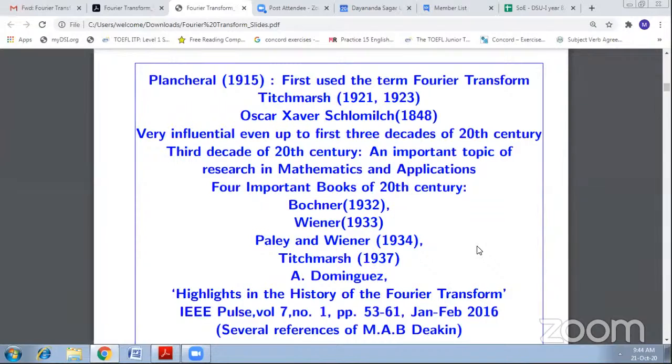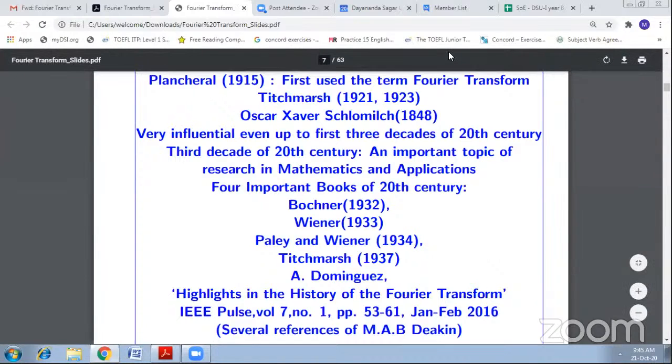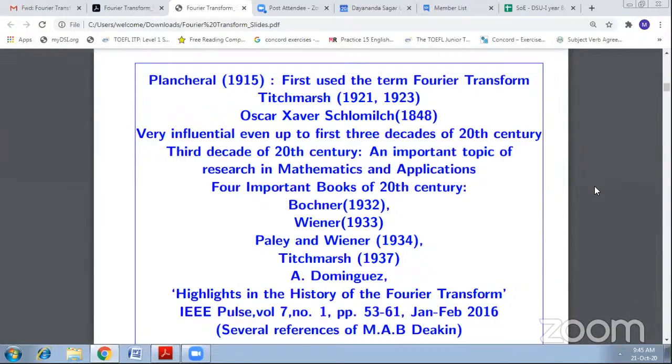In the third decade of the 20th century, Fourier transform became not only an important topic of research in mathematics, but also in very many applications. There are four important books that were written in the 1930s on the Fourier transform with all the modern versions: Bochner, Wiener, Paley-Wiener, and Titchmarsh. For those of you who are interested in the history of the Fourier transform, there is a nice article which I refer to in IEEE. And at the end of that article, there are several references to articles by M.A.B. Deakin, who deals with the history in an extensive manner. This is a very nice reference. It is easily downloadable, the IEEE paper. But Deakin's papers, you have to do a bit of hunting to get them. Okay. So those interested may refer to this IEEE article and Deakin for a comprehensive history of Fourier transform. Yes, next slide, please.